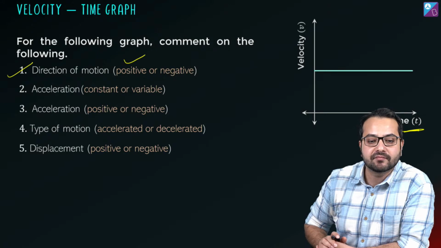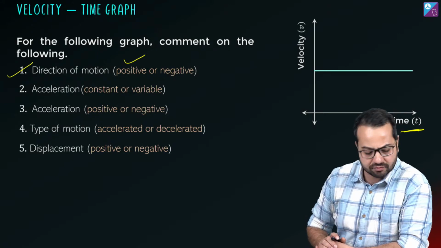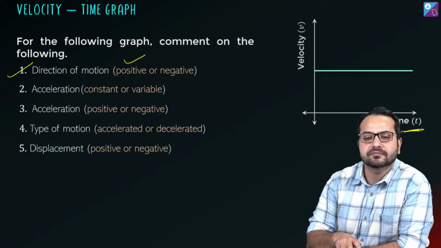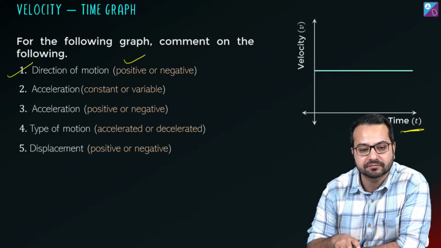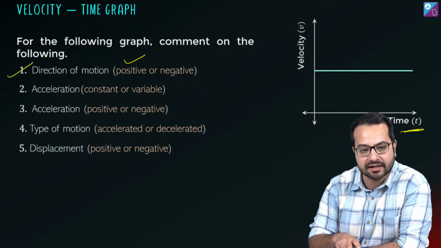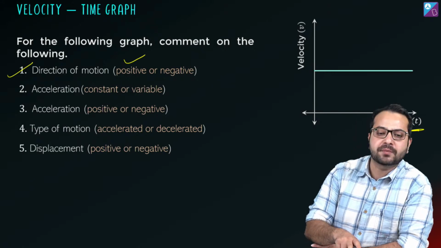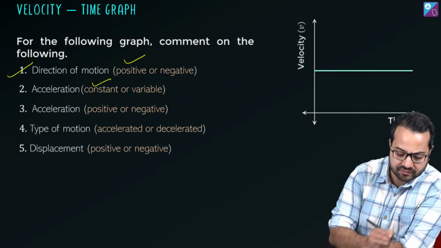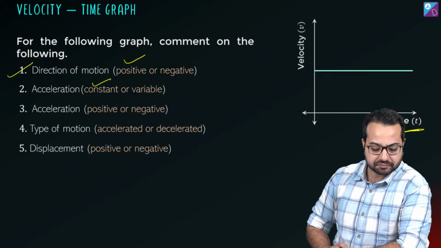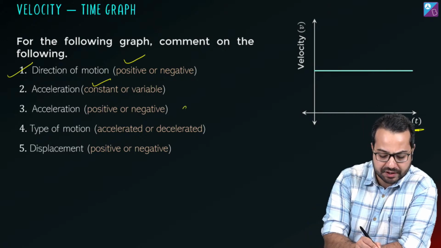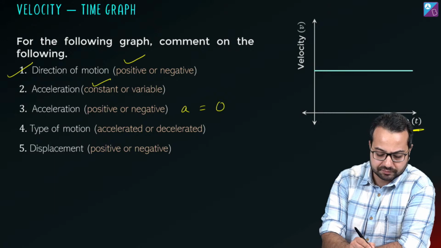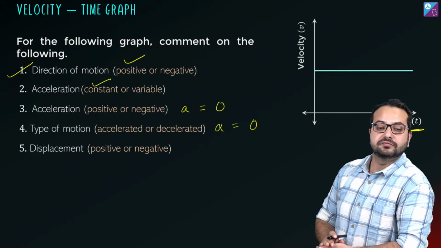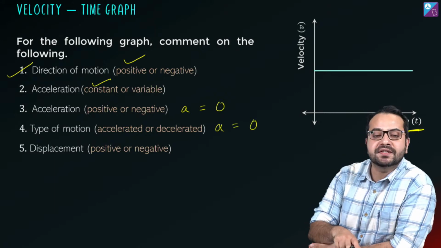Constant or variable? Constant acceleration, acceleration is actually 0. ठीक है? Correct. Now the slope, what is the slope? The slope is 0. And if the slope is 0, it means that obviously this is constant. The acceleration is going to be constant. Acceleration is going to be 0. Here we see that the slope is 0, which means the acceleration is 0.